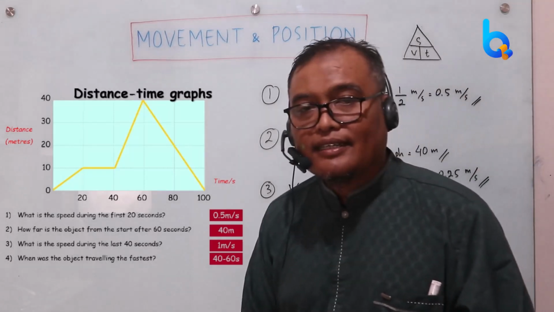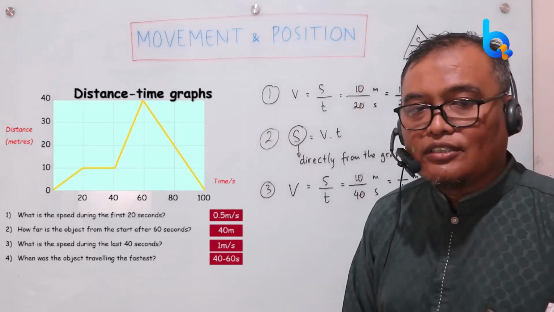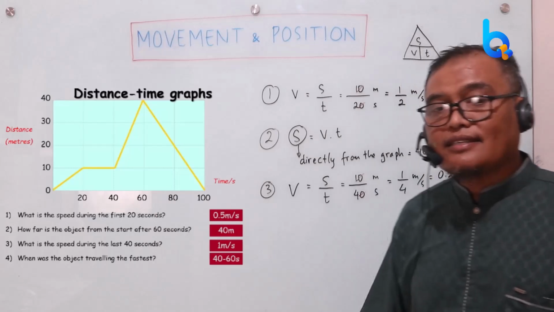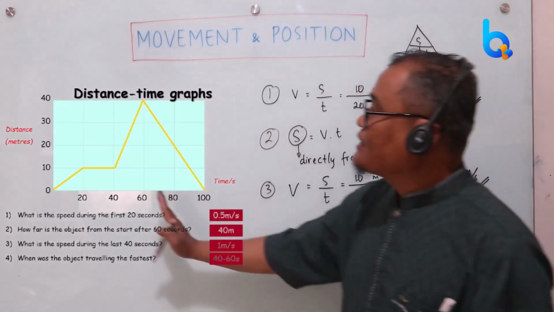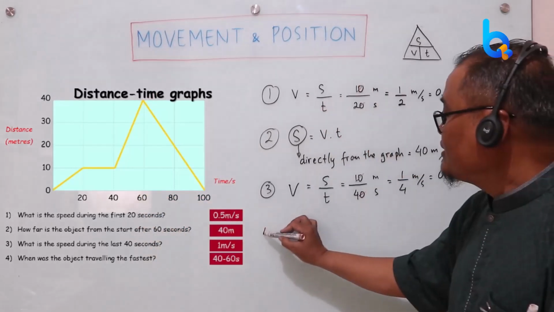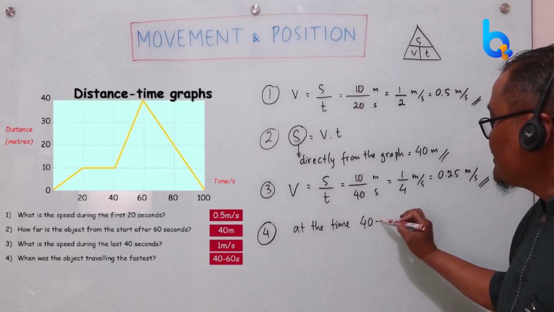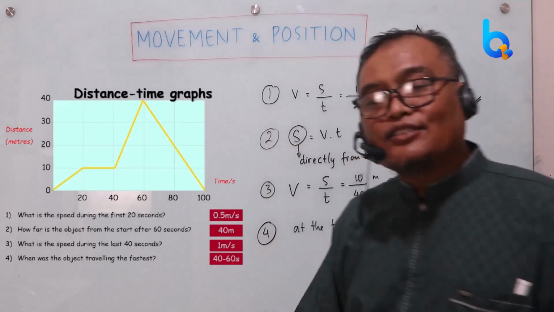Then next, when was the object traveling the fastest? You can see from the graph when it is fastest. The fastest is the steepest part of the graph, between 40 and 60 seconds. Okay, we can continue to the next exercise.